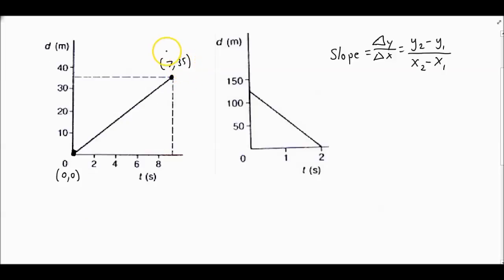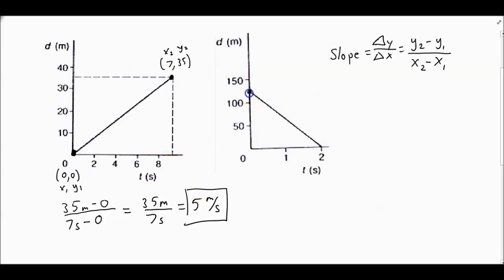In this case, we have our x2 and our y2, our x1 and our y1, just going from left to right. So we take 35 meters minus 0 meters divided by x2 minus x1, 7 seconds minus 0 seconds. And so our slope ends up being 35 meters divided by 7 seconds, which is 5 meters per second.